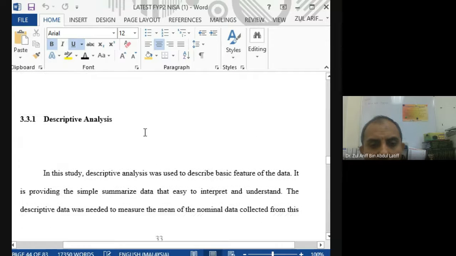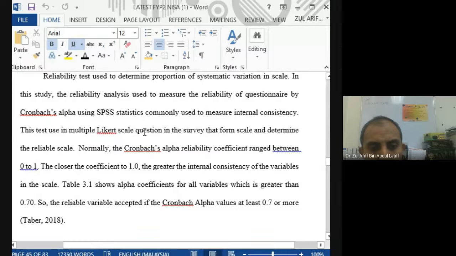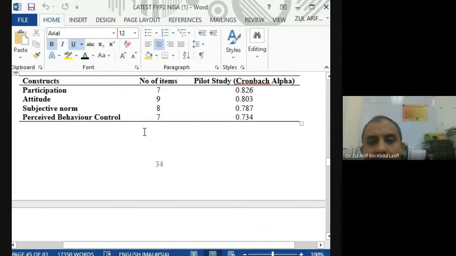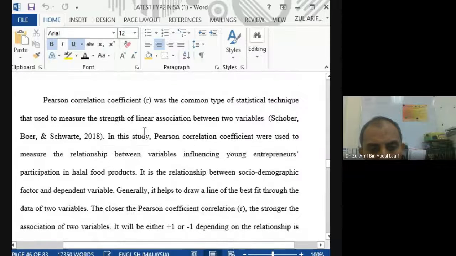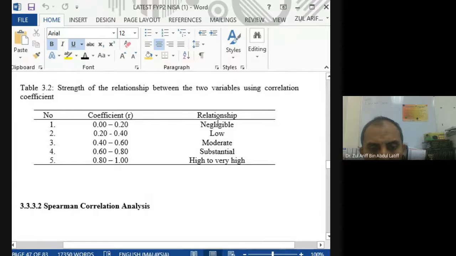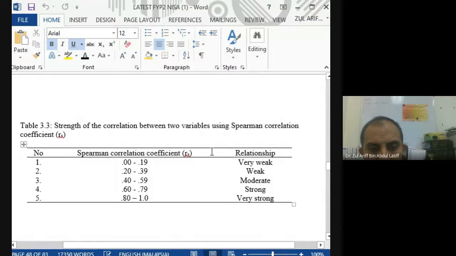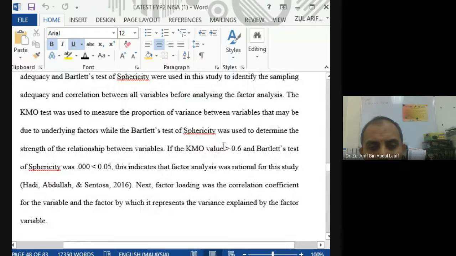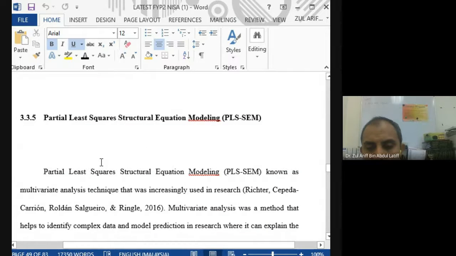The descriptive analysis, so what is the detailed analysis? Described here, reliability should be 0.7 and above. See, this is the pilot study result. Then we have the correlation analysis or the Pearson correlation analysis. Okay, negligible, very high. Okay, Spearman correlation analysis. Okay, factor analysis. We have CHEMOS with above 0.6, stated by Hadi, Abdullah, and Sentosa 2016. We have the PLS with the round circle diagram.